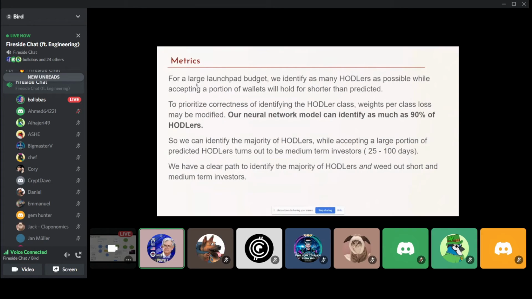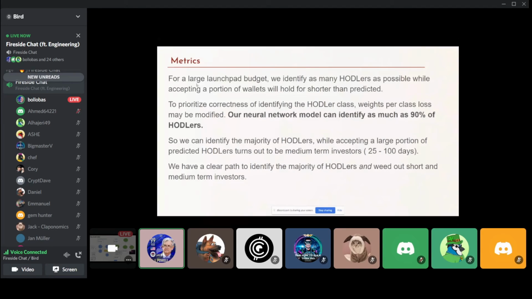So what does this mean? The neural network we tried can identify as much as 90% of the hodlers in the test set. So I think that's pretty good. I think it comes at a cost though, because that means this is an optimistic neural network that likes to give the benefit of a doubt to the medium and short-term investors. So we can identify the majority of hodlers while accepting a large portion of these predicted hodlers will actually leave this project earlier than we thought.